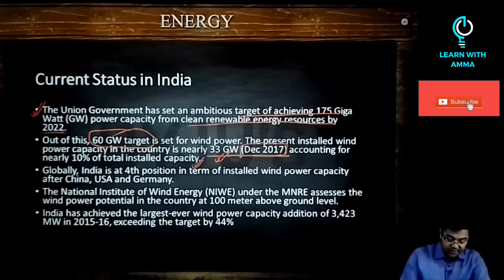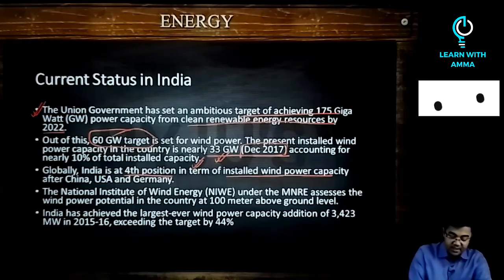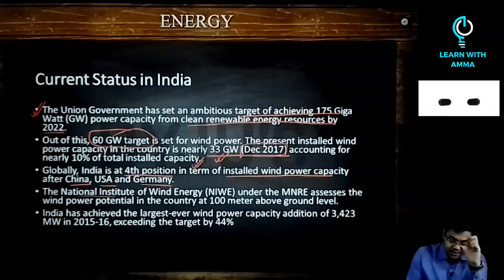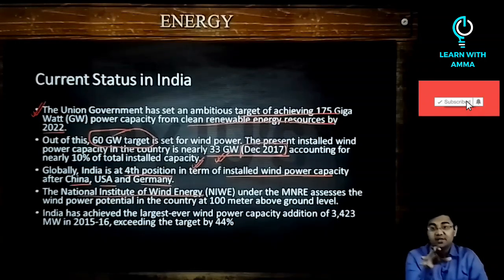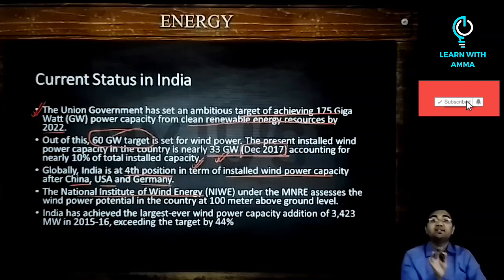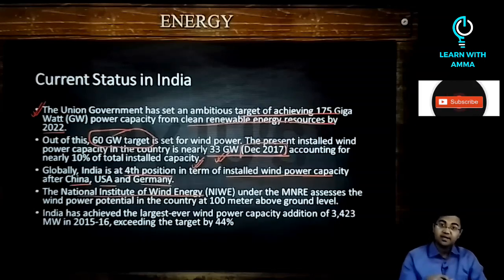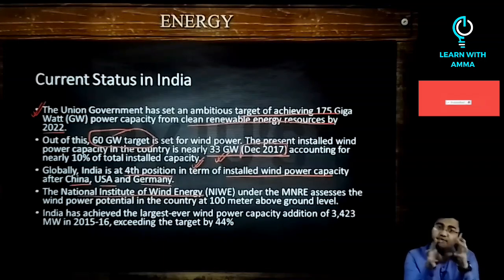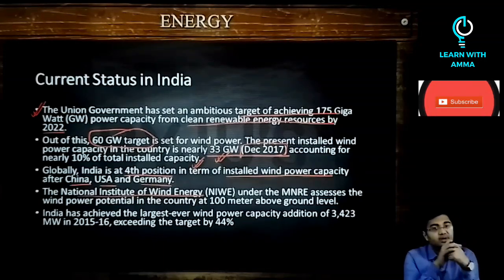India is at 4th position in terms of installed wind power capacity after China, USA and Germany. The National Institute of Wind Energy has estimated over 302 gigawatt of wind energy potential available in India, and it has mentioned 8 states as windy states: Maharashtra, Gujarat, Andhra Pradesh, Madhya Pradesh, Karnataka, Rajasthan, Tamil Nadu and Telangana. So these 8 states have been named as windy states by the National Institute of Wind Energy.